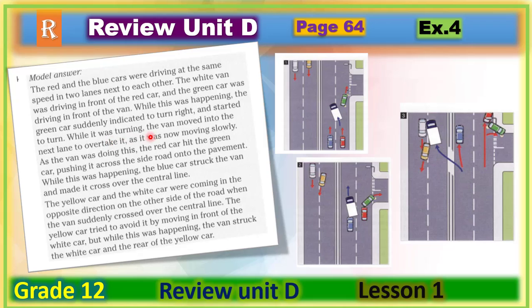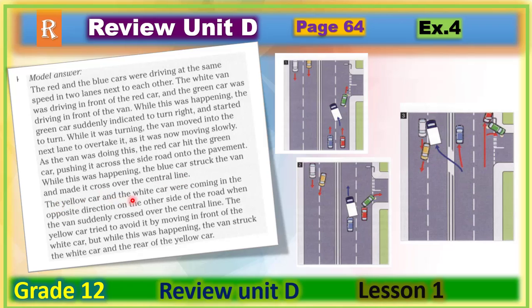While it was turning, the van moved into the next lane to overtake it. As it was now moving slowly, as the van was doing this, the red car hit the green car, pushing it across the side road onto the pavement. While this was happening, the blue car struck the van and made it cross over the central line.